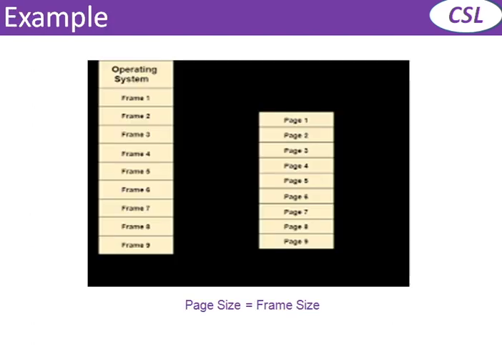So here is an example. This is the secondary memory with the process pages. There are 9 pages available, and in the main memory, the memory is divided into partitions we call frames. Here 9 frames are available. For each page of a process, one corresponding frame is available in the main memory. This is the allocation. One thing you should remember is that in paging, the page size is always equal to the frame size.